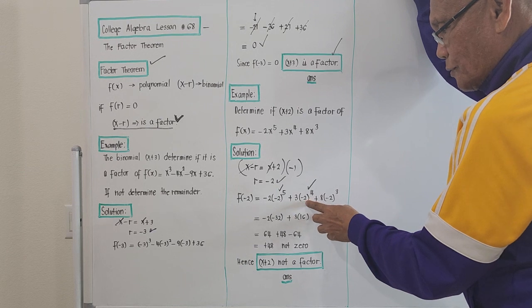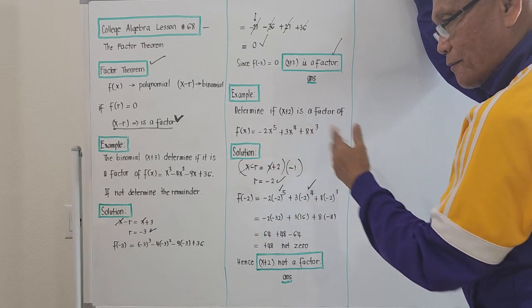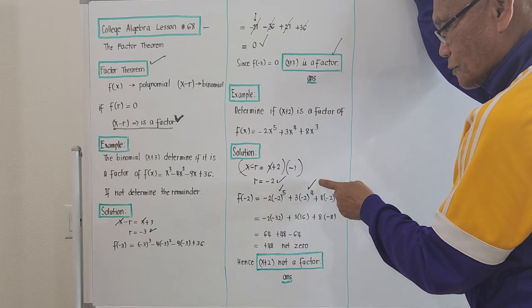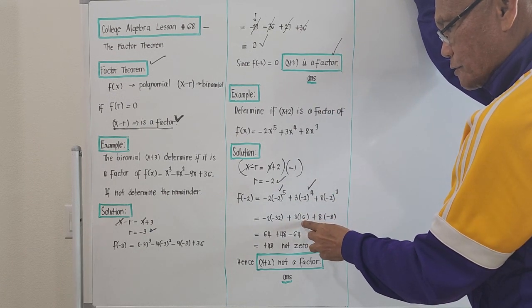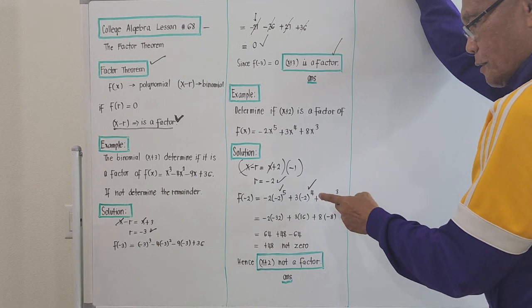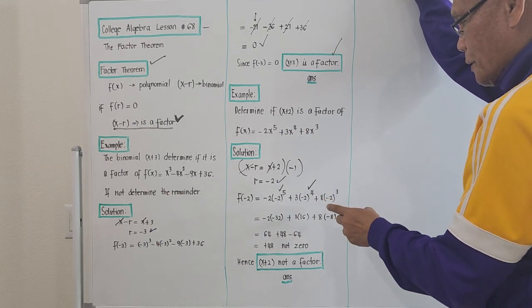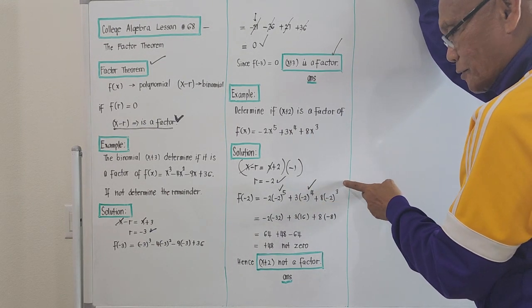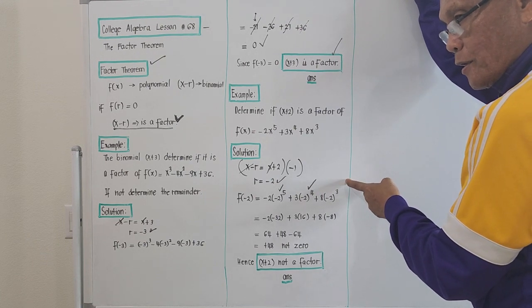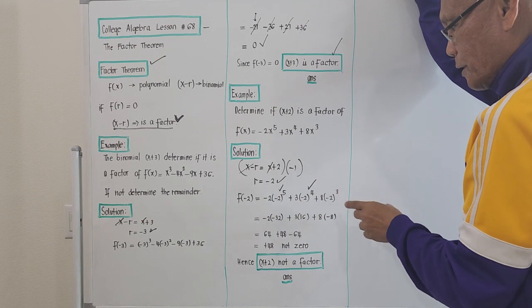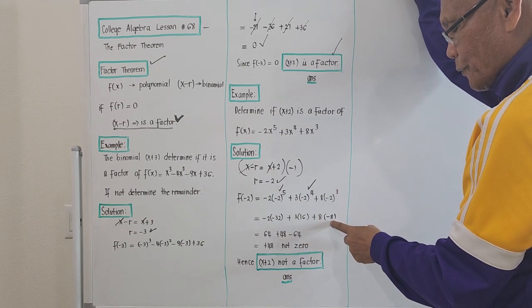Okay? This negative 2 raised to the fourth power, it's an even number. So if we raise negative 2 to the fourth power, it should be a positive number. What comes out is positive 16. The next one, negative 2 again to the third power, it's an odd number, right? Odd exponent. So the sign of negative 2 to the third power will be negative. That is actually negative 8.